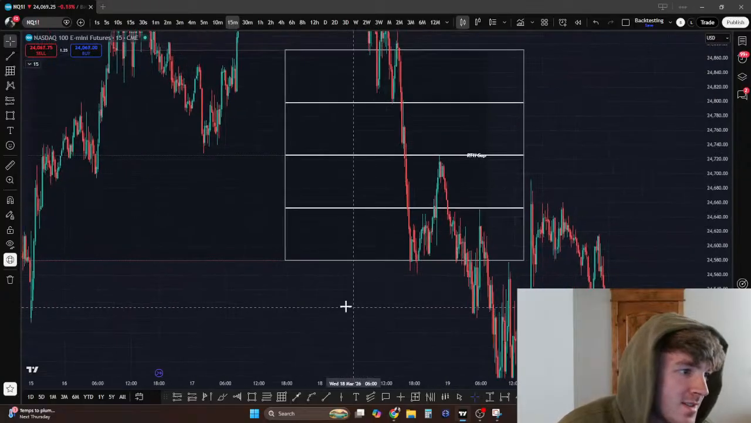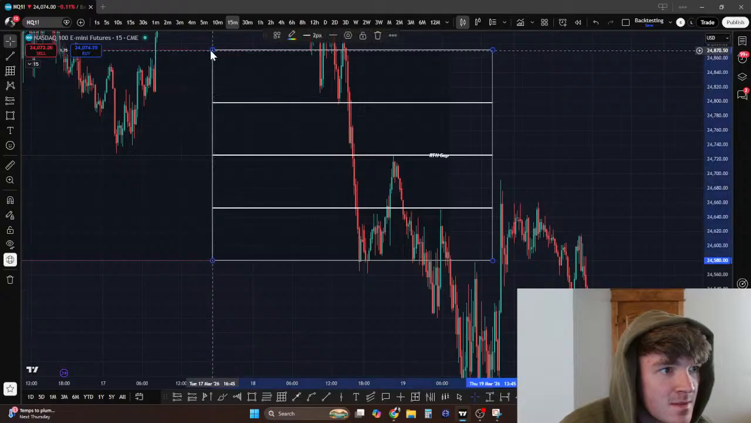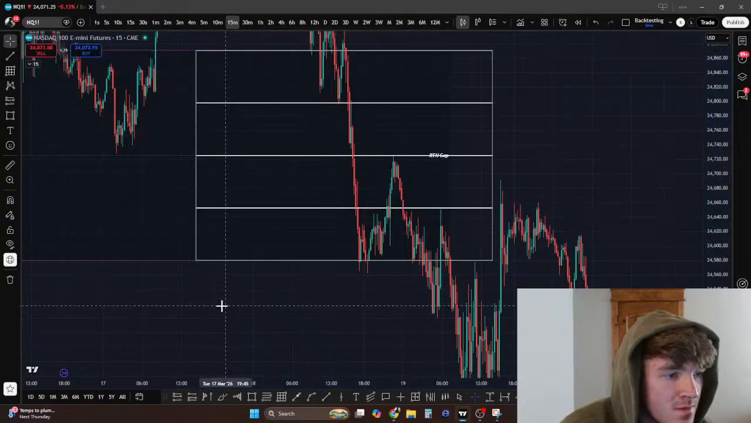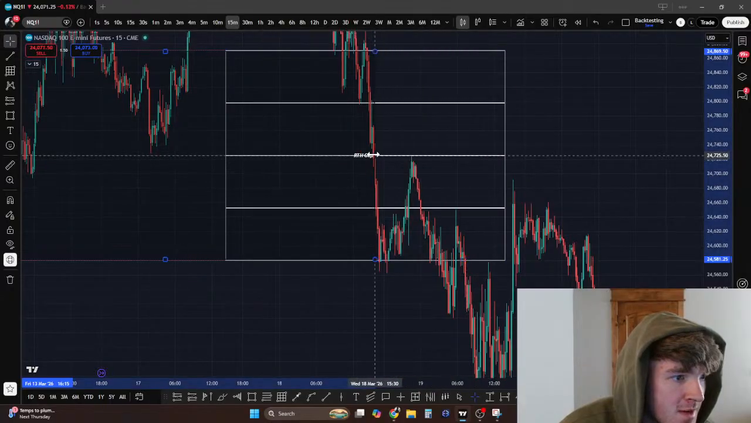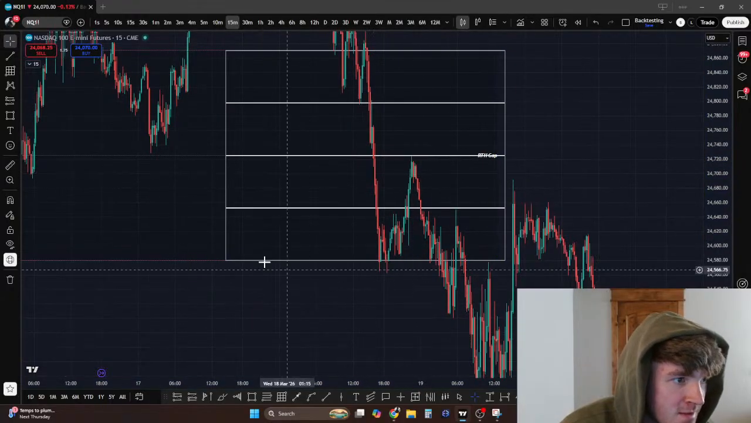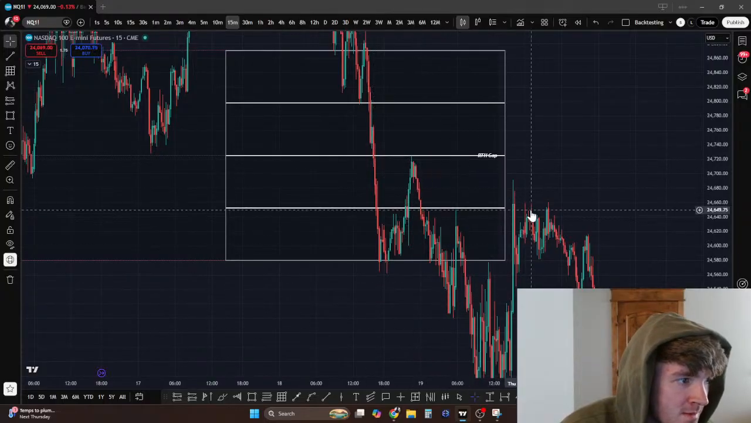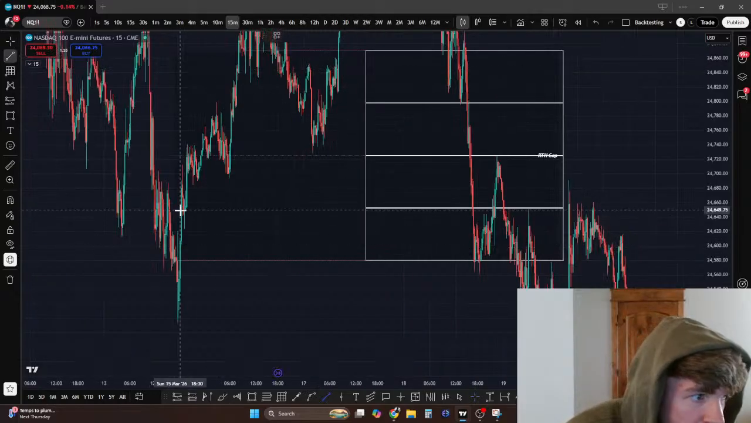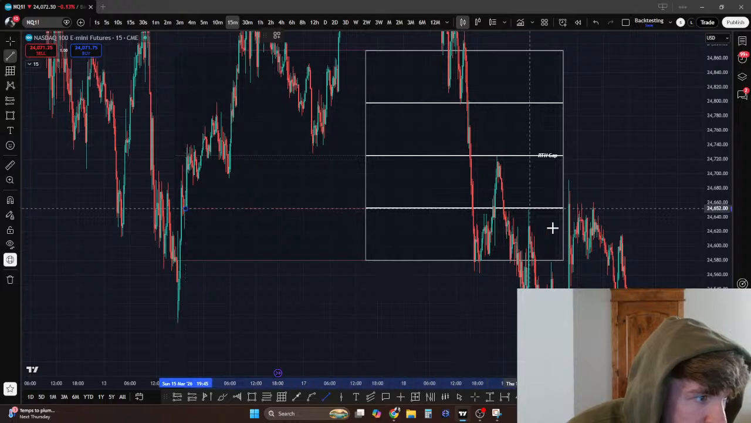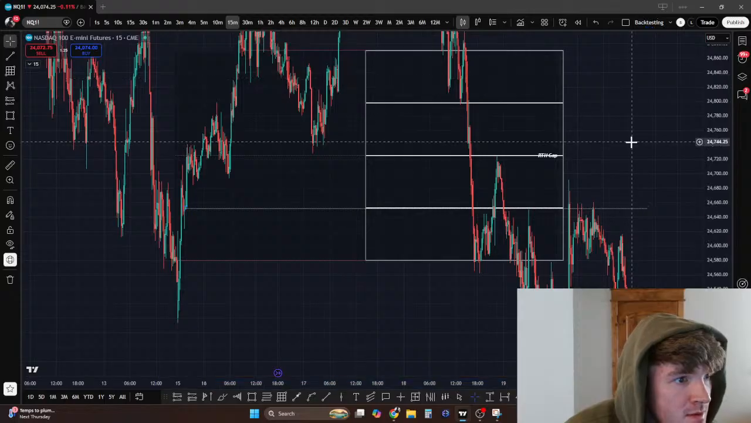Bro, sometimes it really is just beautiful. RTH gap perfectly filled. Midpoint, come back up to it. Back up to the quadrant. Back up to the quadrant again. Oh, that's so cool.